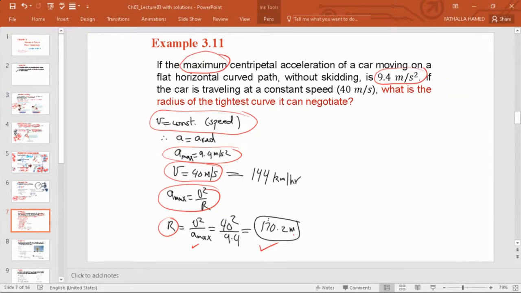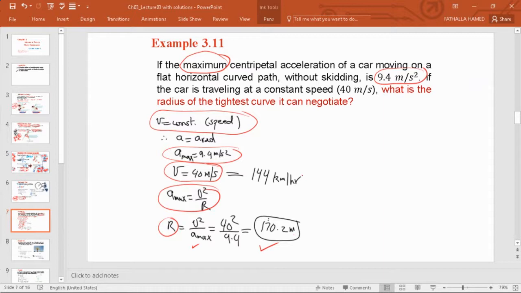By the way, I can ask another question here, and I say the period, the time required to complete this. And you know that a is equal to 4 pi squared r over T squared, and in that equation, you know everything except for the T, and you can also figure out the period.